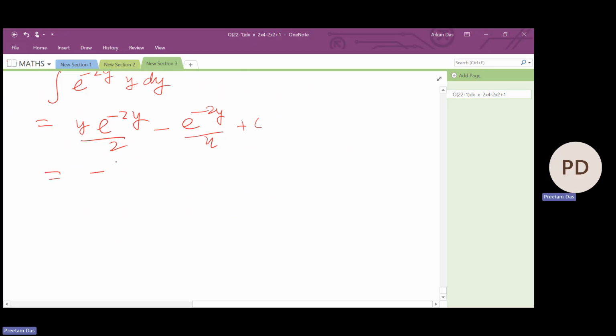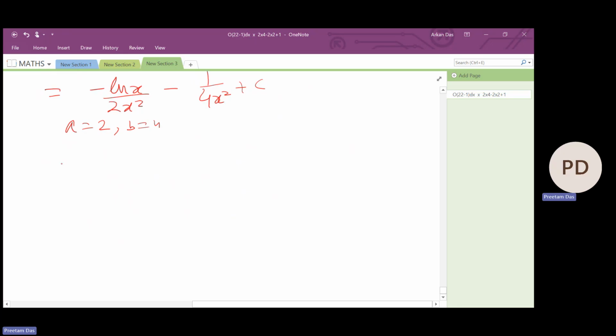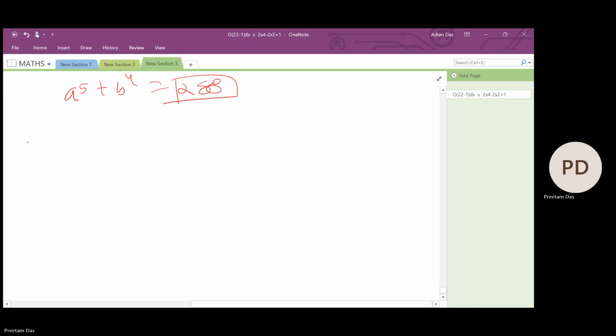Put the values, you will get ln x over 2x square, minus 1 by 4x square, plus c. What is a? A is 2 and what is b? B is 4. So what is a raised to 5 plus b raised to 4? 288. Okay, now let us do question number 30.